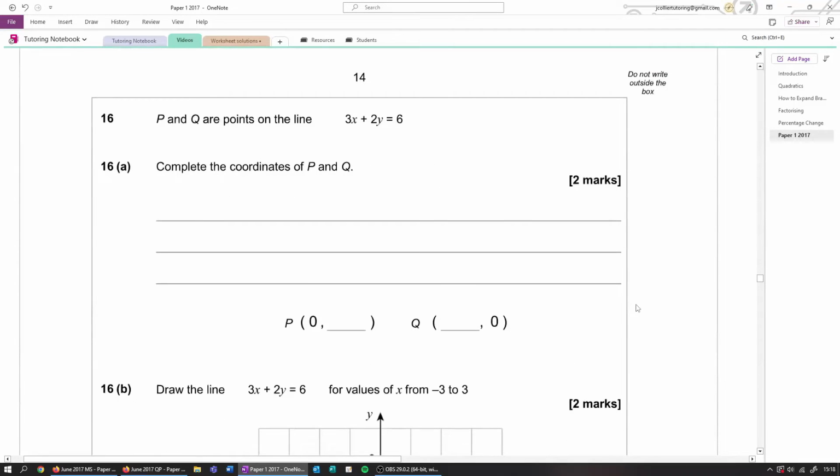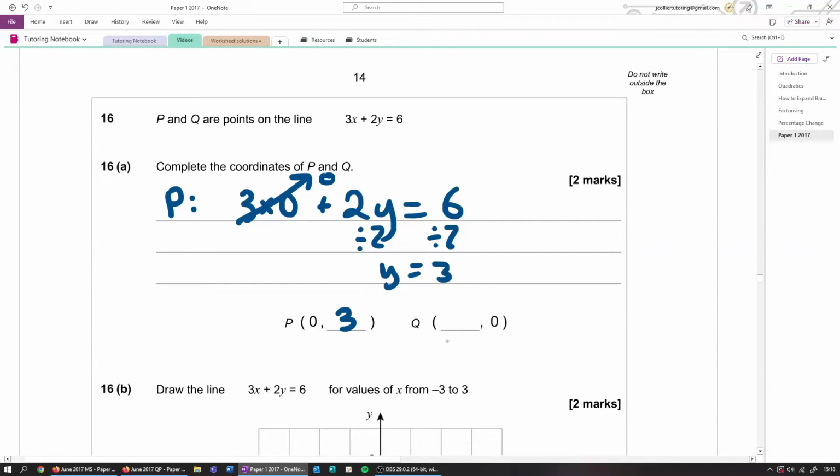Okay, so P and Q are points on the line 3x plus 2y is equal to 6. So, complete the coordinates of P and Q. So let's look at P. Well, x is 0, so let's sub that in. 3 times 0 plus 2y is equal to 6. 3 times 0 is just 0. So 2y is 6, which means that y is 3 if you divide both sides by 2.